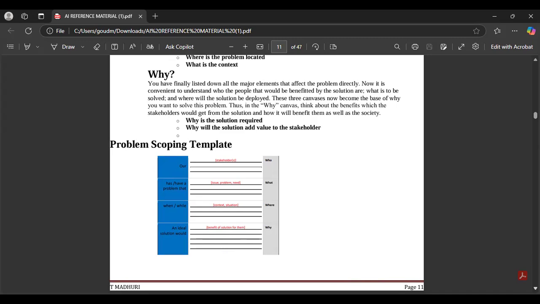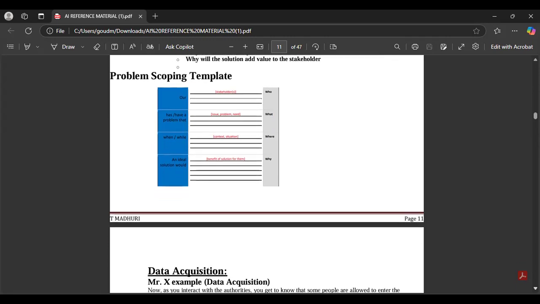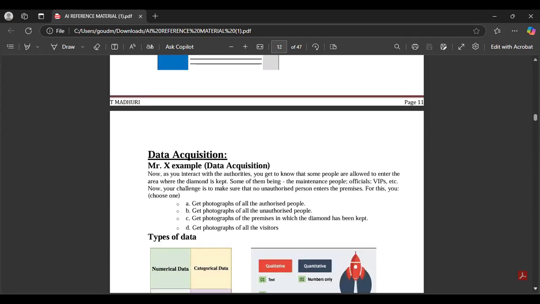Please mark this, children. This is very important. From this chapter, you are going to get 4 marks questions, 2 of them, children. One you will definitely get from the 5 stages of the AI project cycle, and one we can expect from neural networks. So please concentrate here on this topic. And the next one is data acquisition.